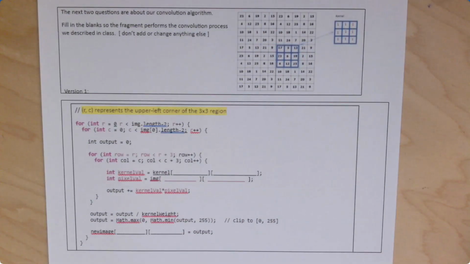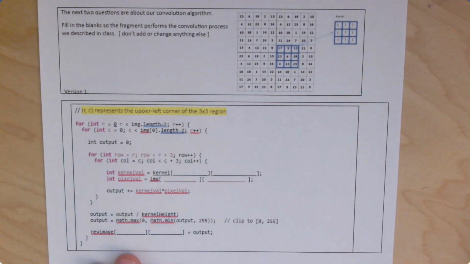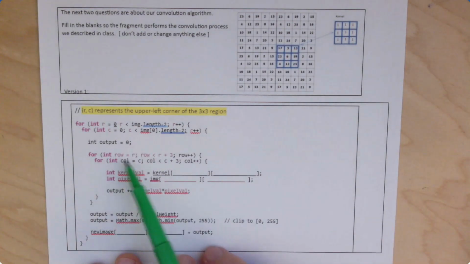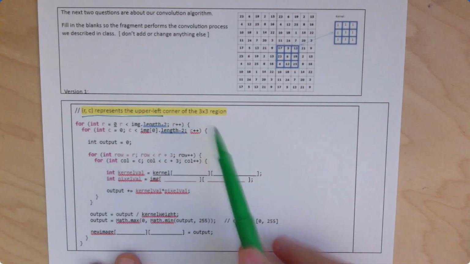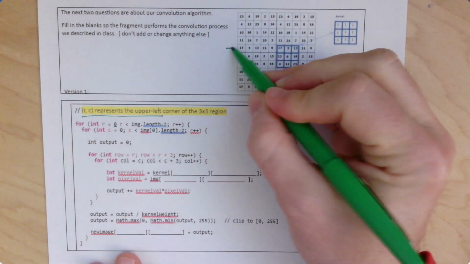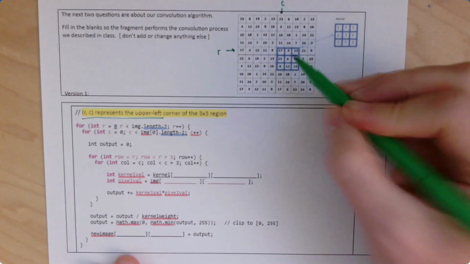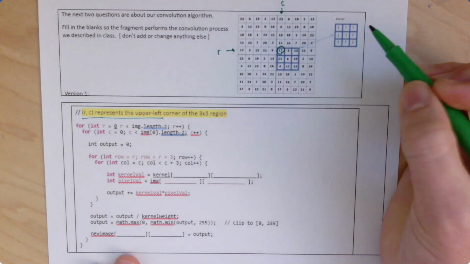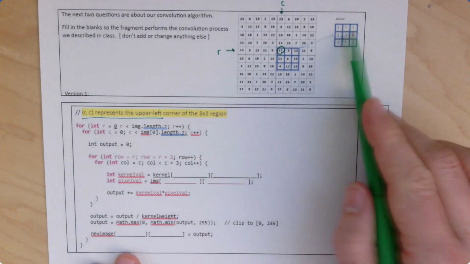Okay, in this version, it's the same situation, only this time R and C and row and col are defined differently. So now R and C represent the upper left-hand corner of the 3 by 3 region. So that would be R, and this would be C, representing the upper left-hand corner. And row and col don't loop over 0 to 2 anymore.